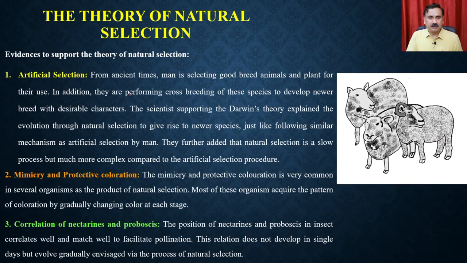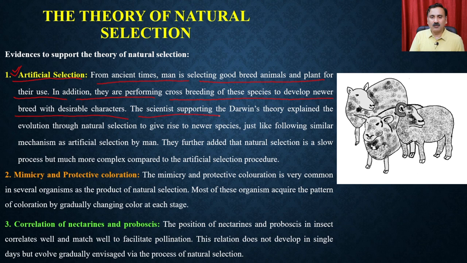There are other examples also. Another example is natural and artificial selection. From ancient times, man has been selecting good breed animals and plants for their use. In addition, they are performing crossbreeding of these species to develop newer breeds with desirable characters.